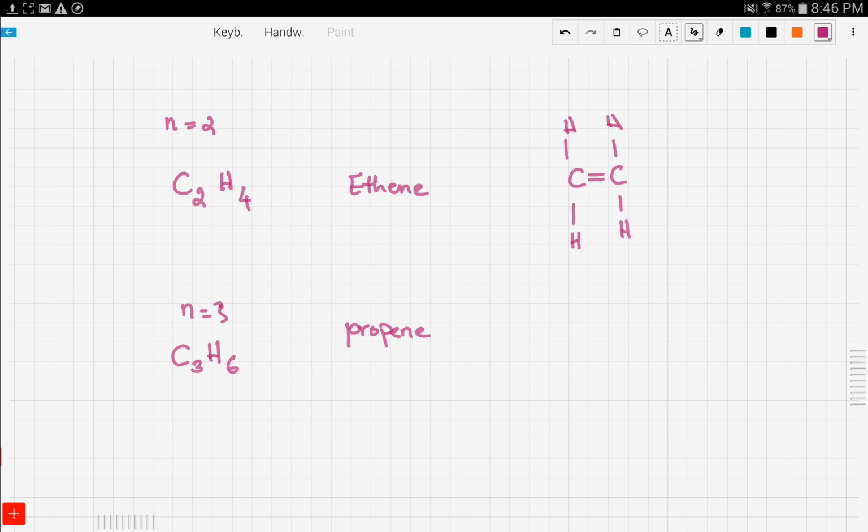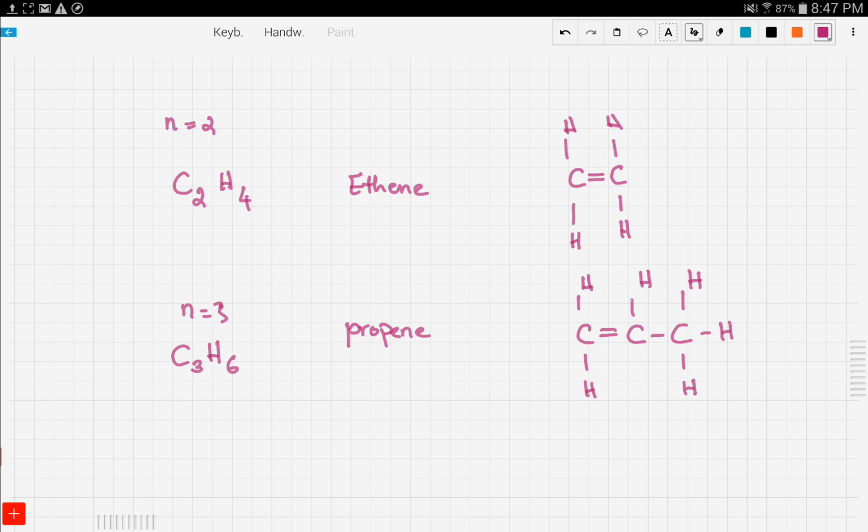So let's draw the structure of propene. Now we have three carbons, and we know there is a double bond within. So we have a double bond, can be here, can be there, doesn't really matter. So we fill the rest with hydrogens. So the structure would be as follows. So this is the structure of propene.